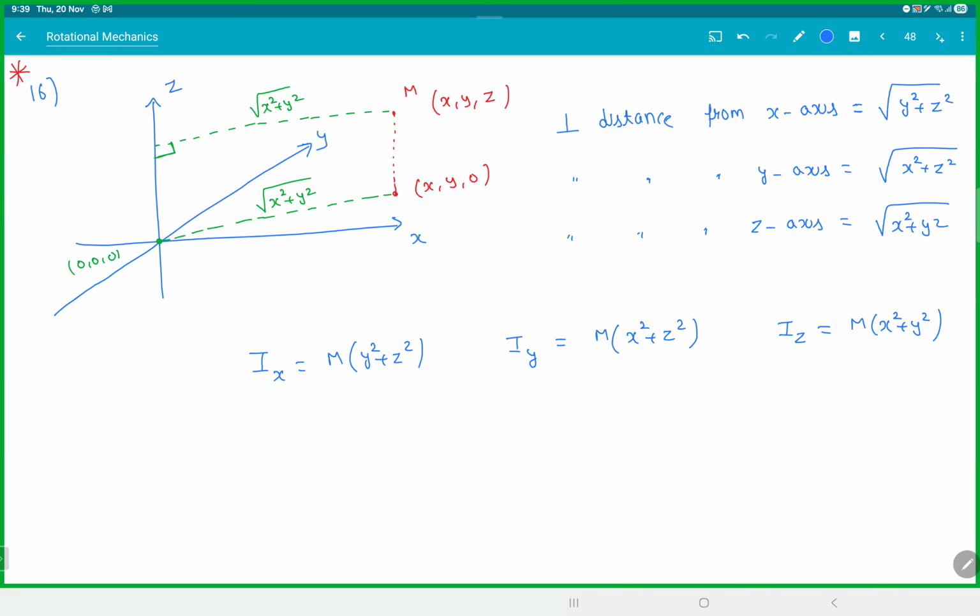So that is about particles. Particles, like I said, straightforward. The next thing we will do is continuous bodies. So take a break, come back by 9:45. We'll continue from here. Any doubts so far? Chalo, come back by 9:45.